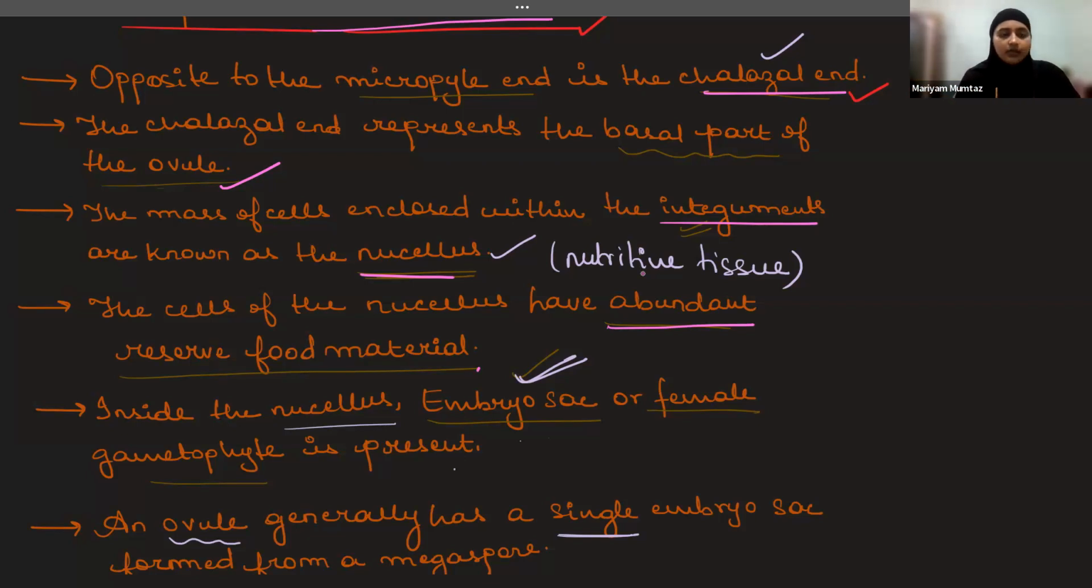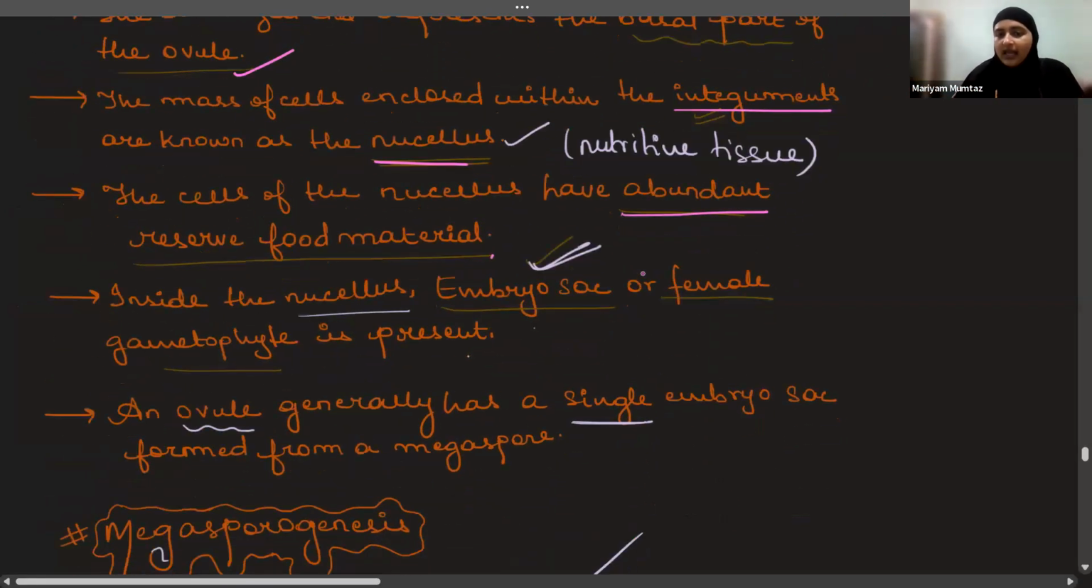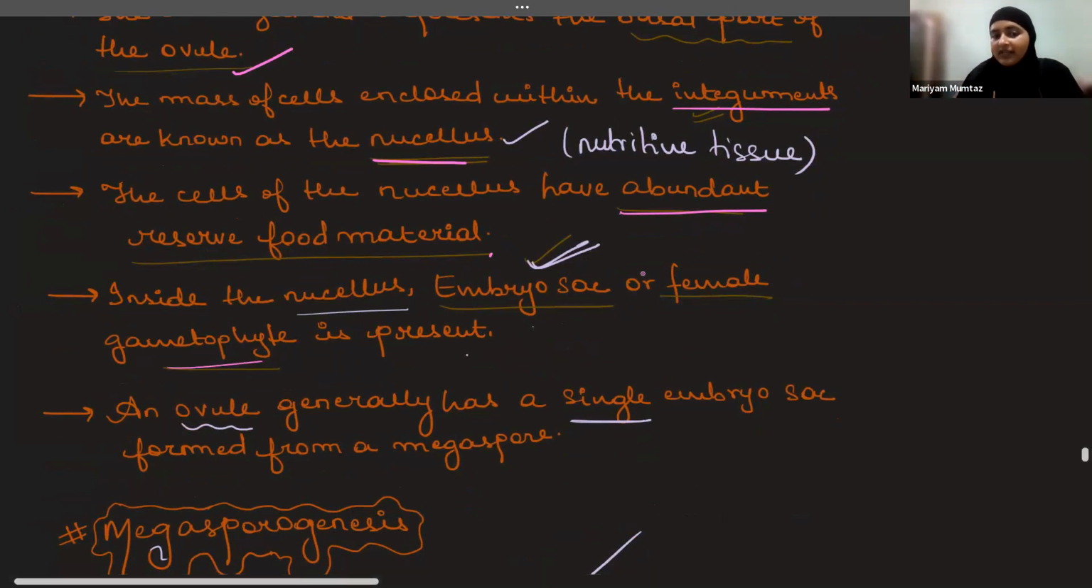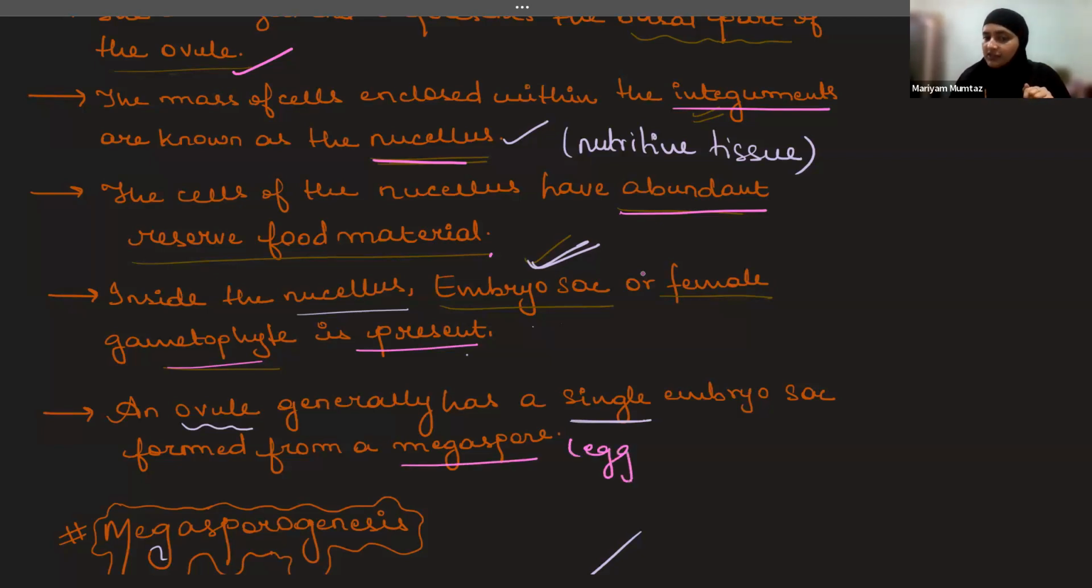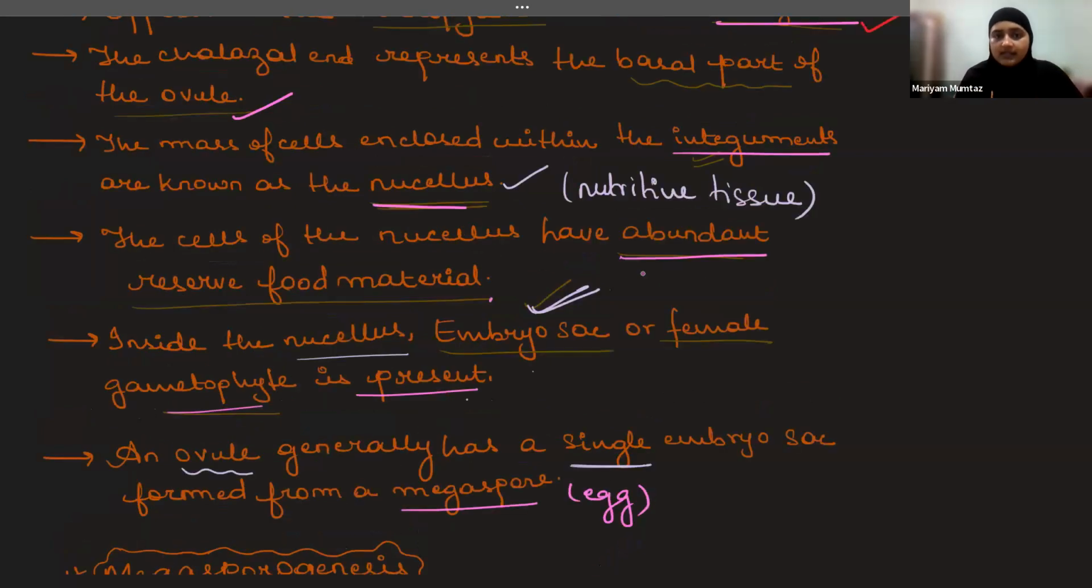Clear? Now, inside the nucellus, the embryo sac or female gametophyte is present. Male gametophyte, you remember, is the pollen grain, which then divided and formed the two male gametes. Now we have the embryo sac, or the female gametophyte. And inside this female gametophyte, there will be the megaspore, that is the egg, which is the female gamete. The terminologies are different in plants as compared to animals, but you should understand that the male gametophyte is the pollen grain, which divides and forms two male gametes. Here, the female gametophyte is the embryo sac. See, this is the embryo sac.